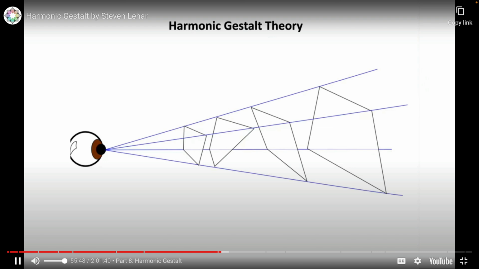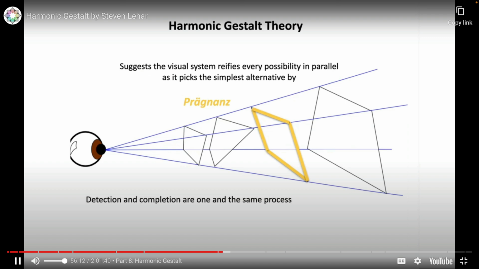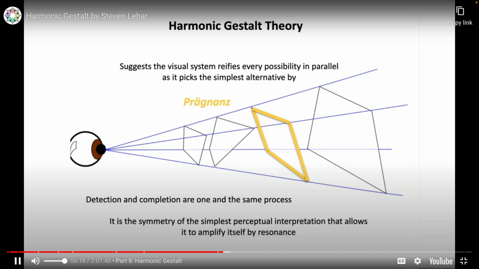So, a harmonic Gestalt theory combines harmonic resonance with Gestalt theory. Gestalt theory suggests that the visual system reifies every possible alternative in parallel as it picks the simplest alternative by the principle of Prägnanz, or Gestalt goodness, Gestalt simplicity. Detection and completion are one and the same process. It is the symmetry of the simplest perceptual interpretation that allows it to amplify itself by resonance. The very concept of this computational solution seems completely implausible in the absence of a harmonic resonance principle.